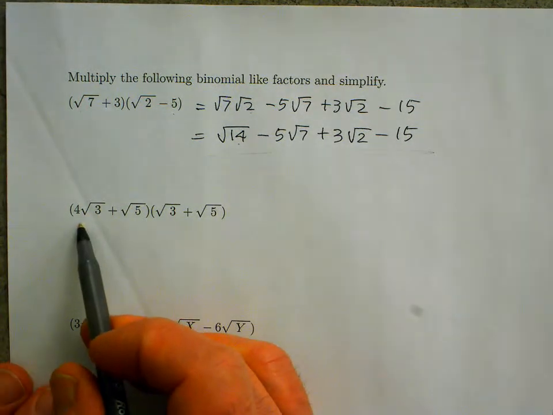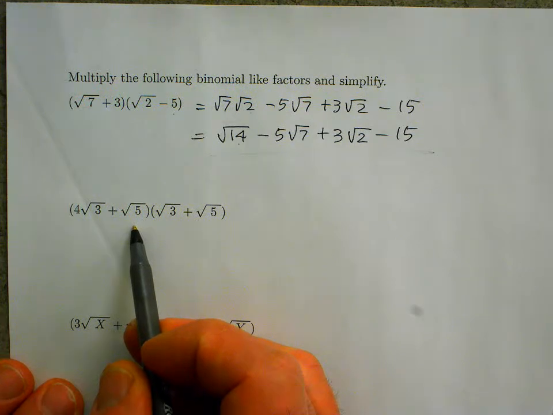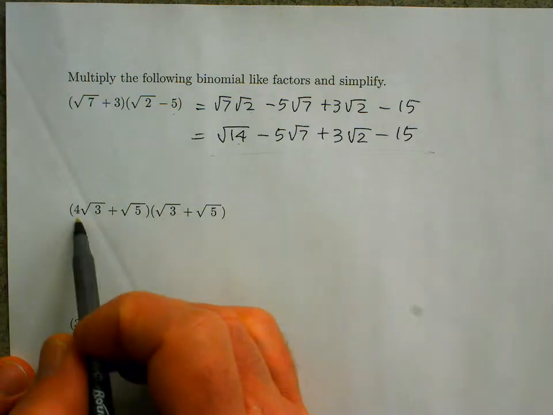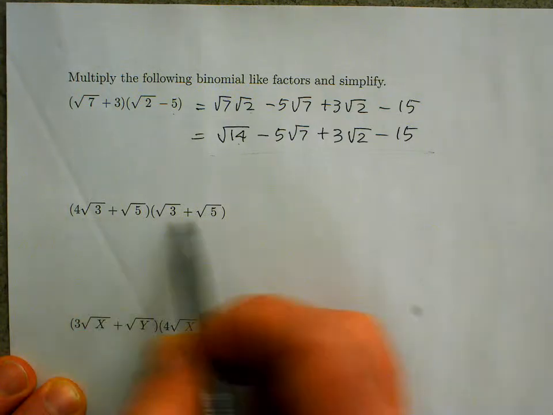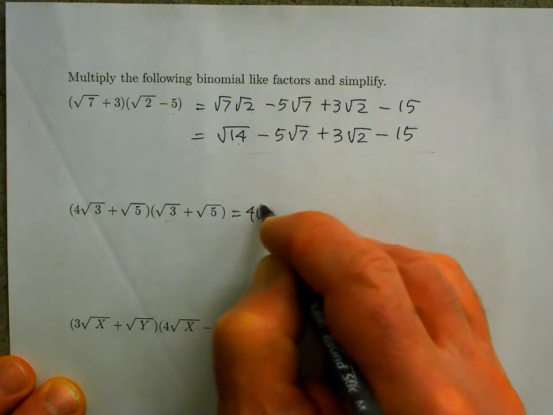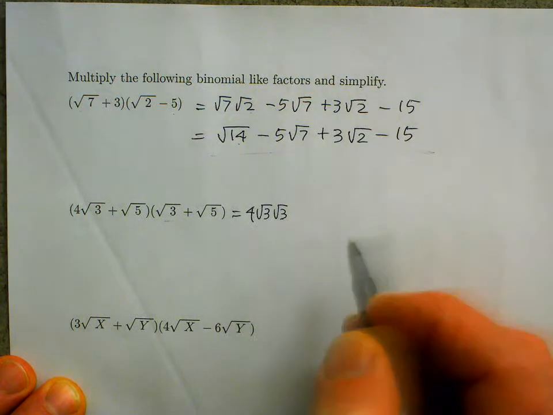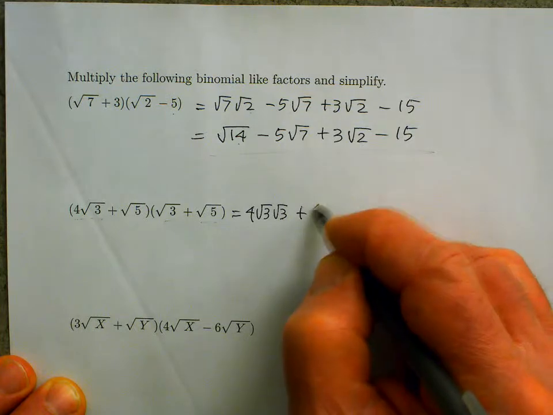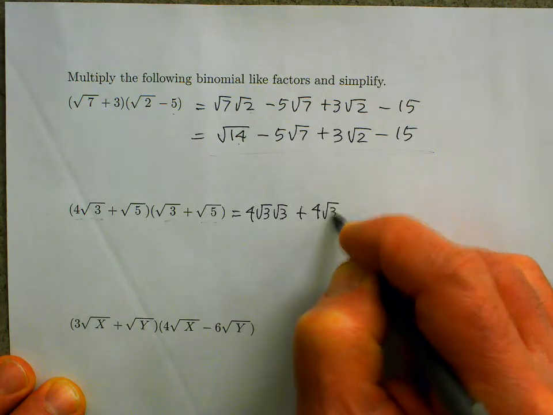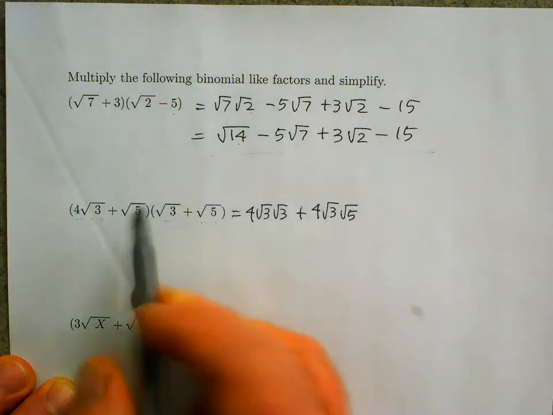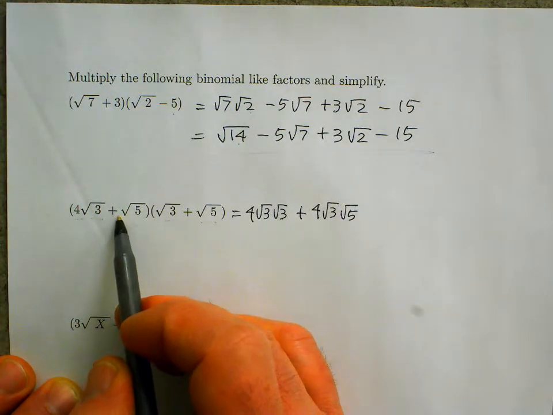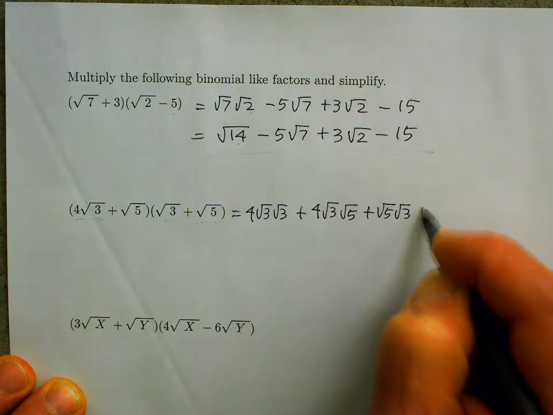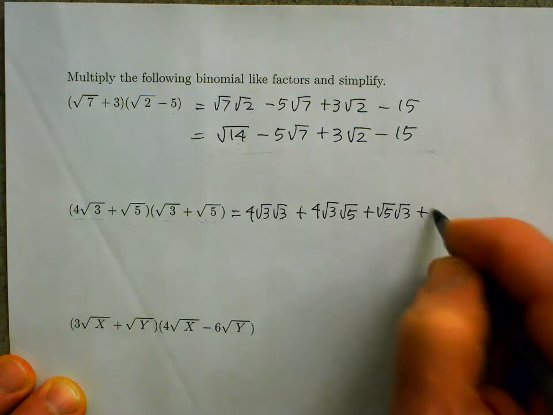Okay, the next one, 4 times the square root of 3 plus the square root of 5. Multiply that quantity by the square root of 3 plus the square root of 5. So begin with 4 times the square root of 3 times the square root of 3. And then plus 4 times the square root of 3 times the square root of 5. Then we multiply the square root of 5 times the square root of 3. And then we add the square root of 5 times the square root of 5.